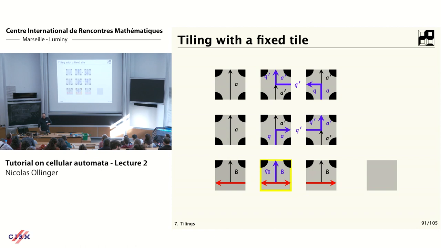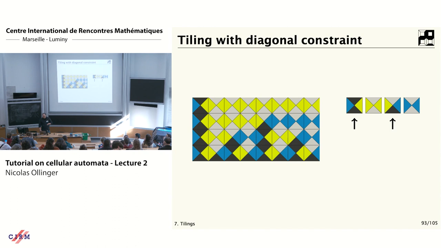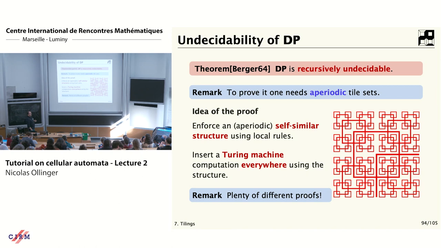So if we had more time, and I think we stop at 11, right, Ville? Yeah, so if we had more time, I would discuss how you do this for finite tilings, for tiling with diagonal constraint. But let me speed up a little bit. Berger proved in 64, maybe you've seen 66 on some slides, but I like to quote the PhD year because it's published somewhere. So in 64, he proved that it's undecidable, given a finite set of tiles, to decide if you can tile the plane with it.